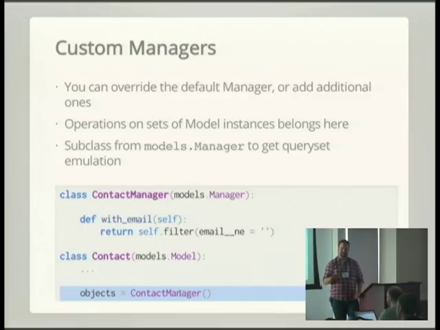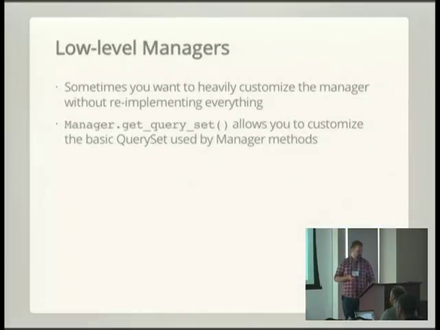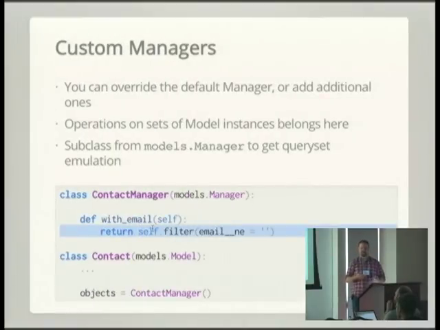Two things I want to point out. One is that the manager is shared across all instances of your model, so we're instantiating it once here in the class declaration. And second, this lets you use self.filter. You're already operating on the manager, so you wouldn't call Contact.objects here. You're already there.